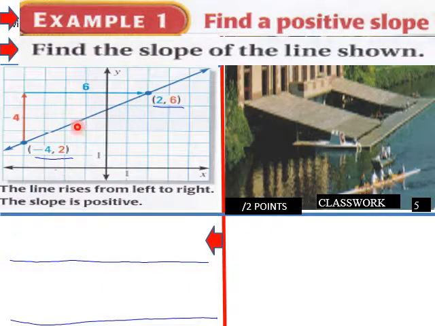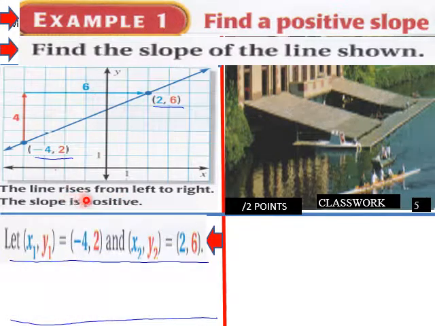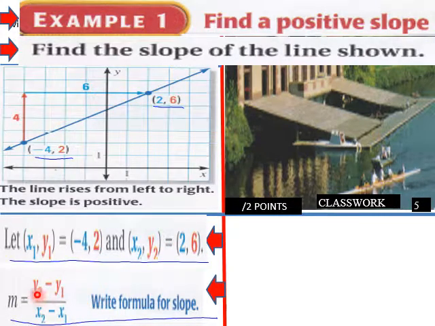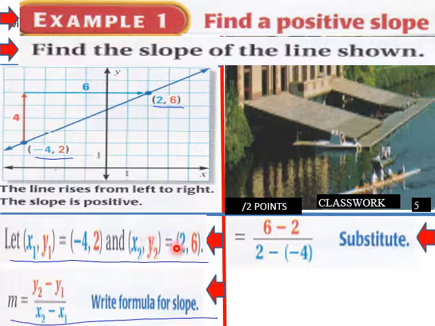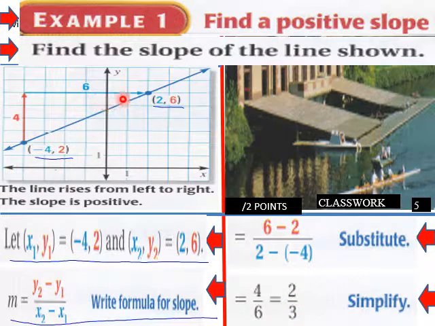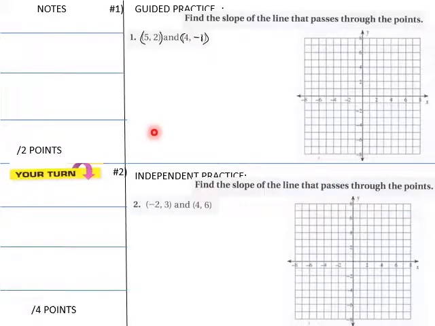Okay, so find positive slope. For this graph here are 2 points. The line rises from left to right, so the slope is positive. Let (x1, y1) equal (-4, 2), and then (x2, y2) is (2, 6). So now we plug in here. Here is our slope formula. And then we plug in 6 minus 2, and 2 minus the negative 4. And then we do our arithmetic to find our slope, and we have 2 over 3. There's our slope. 2 over 3 is our slope, positive slope.